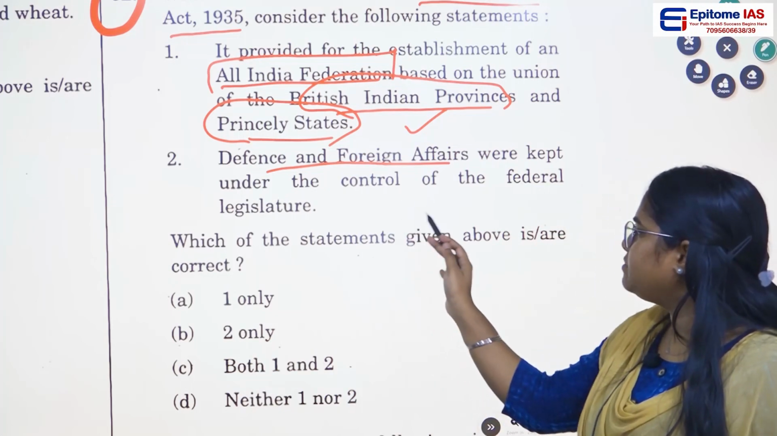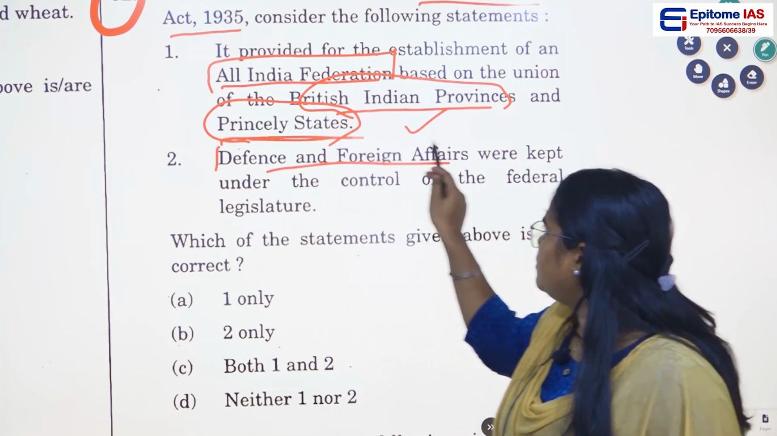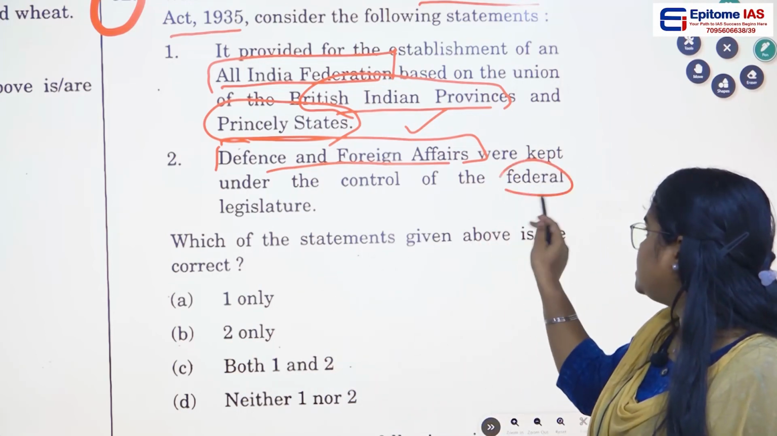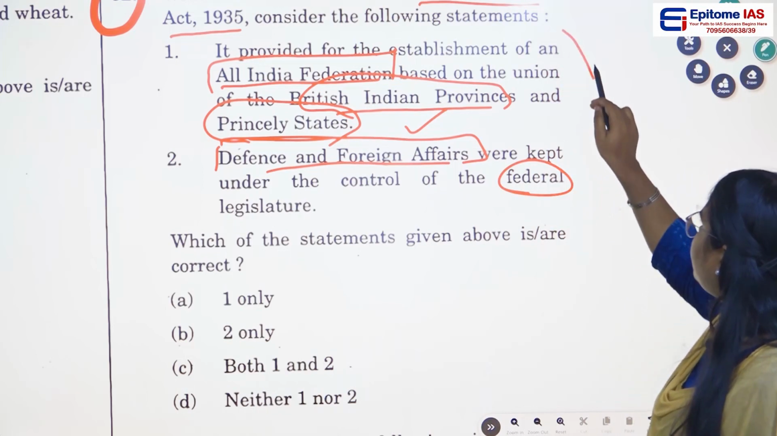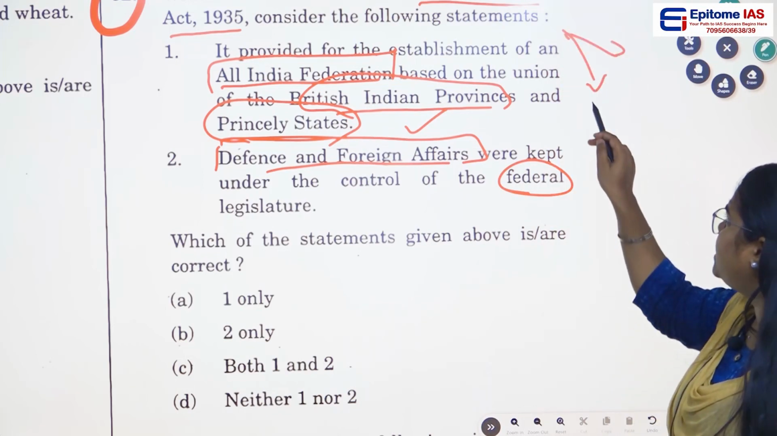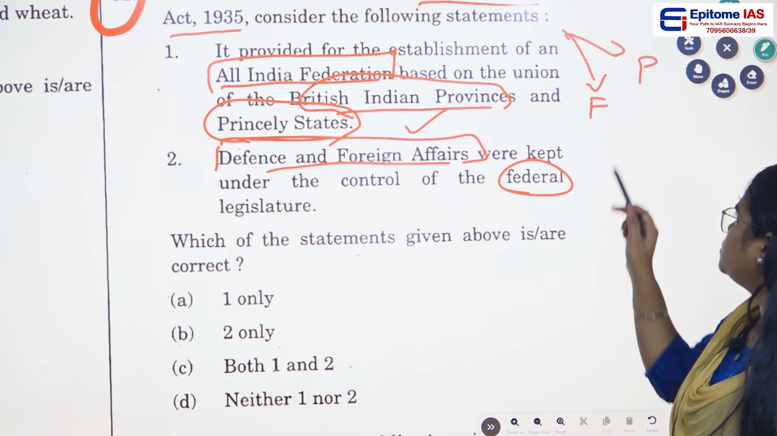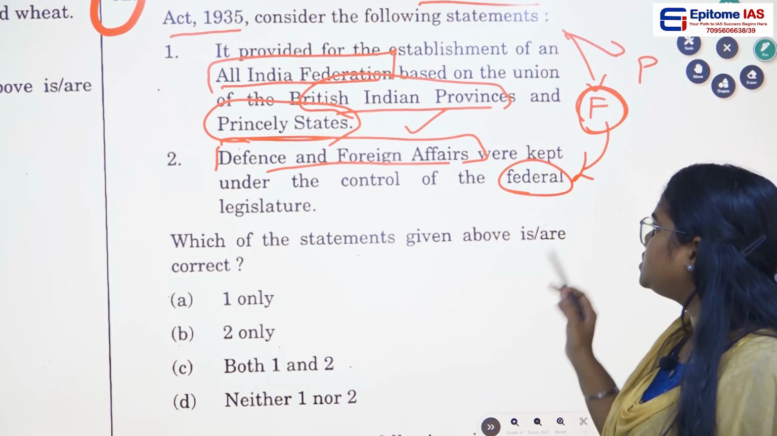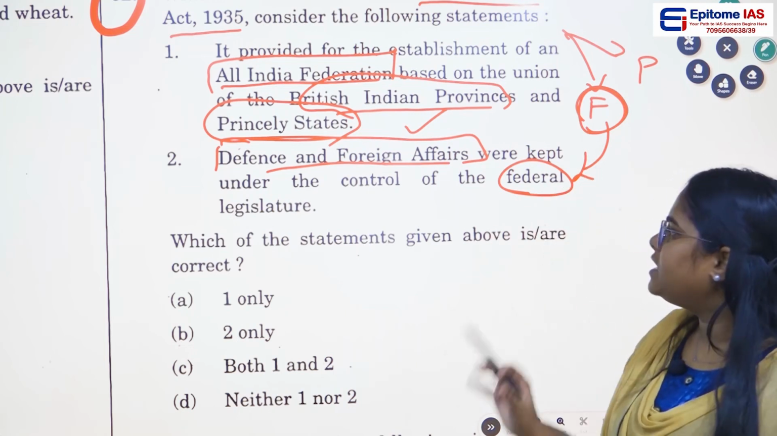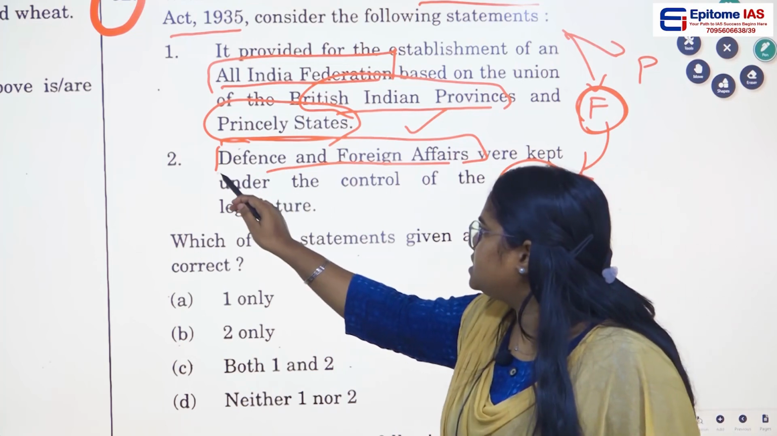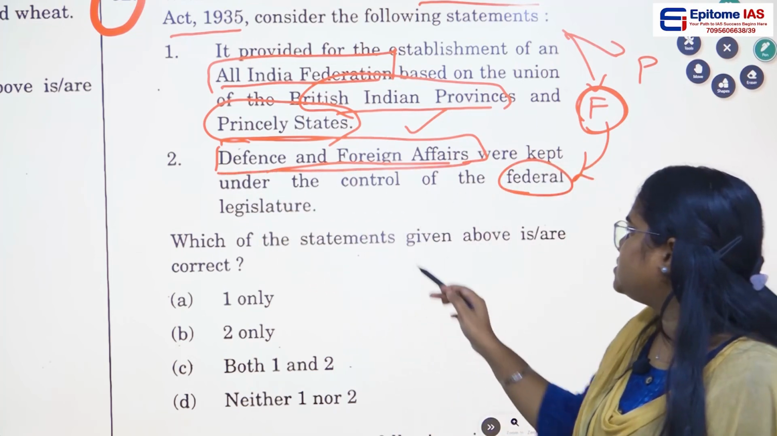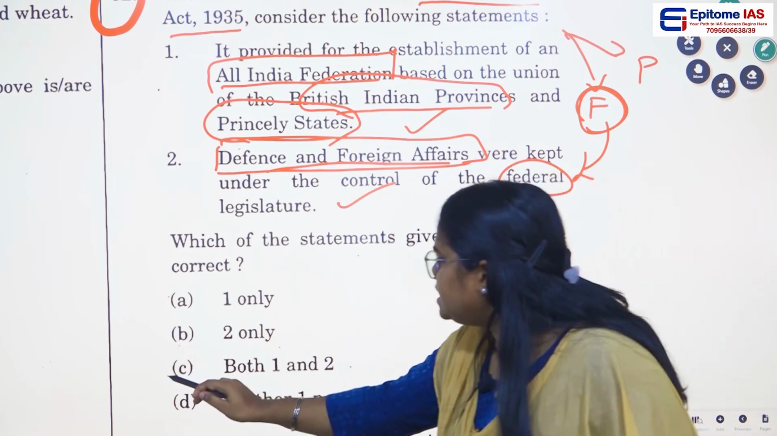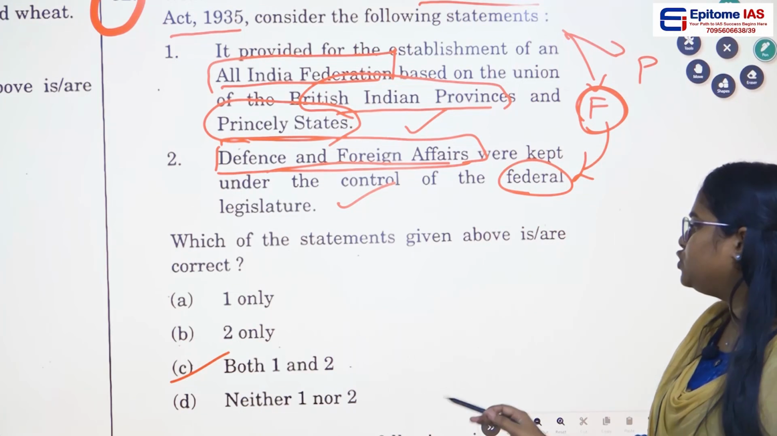If you see the second statement, they are saying that defense and foreign affairs were kept under the control of the federal legislature. Under this act, they divided the list into federal and provincial. The federal list was related to the federal legislature, and those subjects were under its control. One of the subjects is defense and foreign affairs. So this particular statement is also correct. So the correct answer would be C, both 1 and 2.